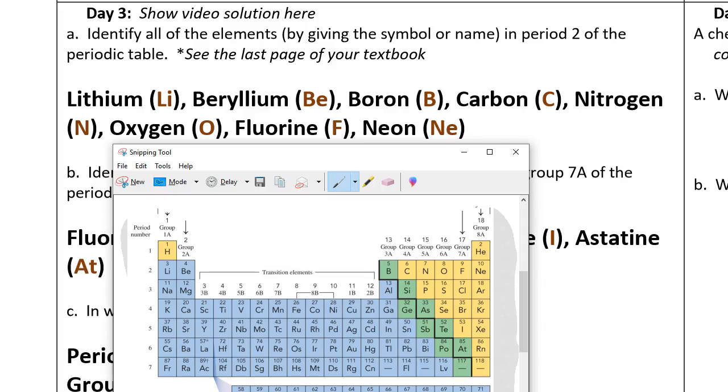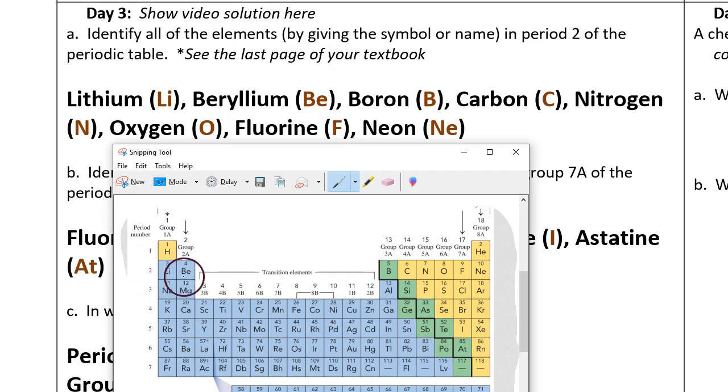Here is the answer for day 3. Question A. Identify all the elements in period 2 of the periodic table. Period 2 is row 2 of the table, and the 7 rows of the periodic table are numbered down the side. So we want to find row 2.